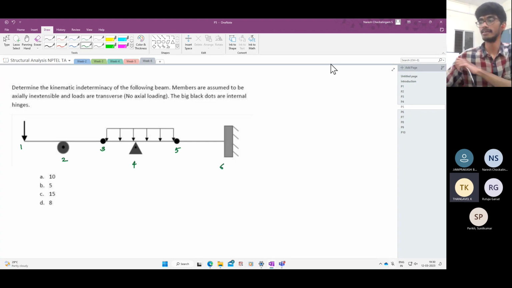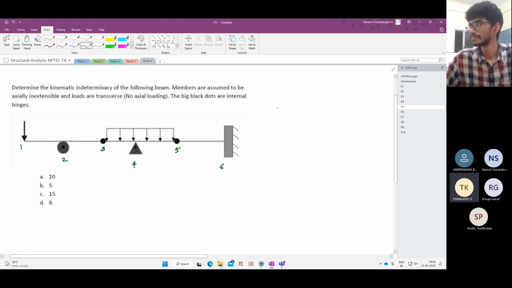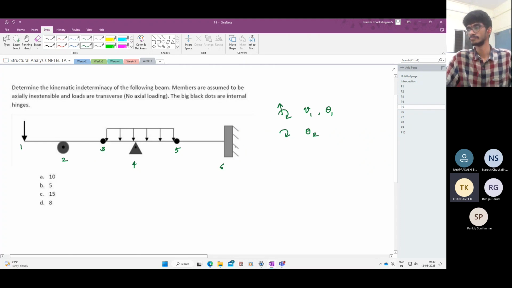So what are all the degrees of freedom at joint 1? It can move vertically. Can it move horizontally? No, because this beam is inextensible. So if there is a rigid wall here, it cannot contract. So horizontally, there's nothing. It can rotate. So we have V1, theta 1. At 2, can it move vertically? No, it can only rotate. So you have the slope theta 2.